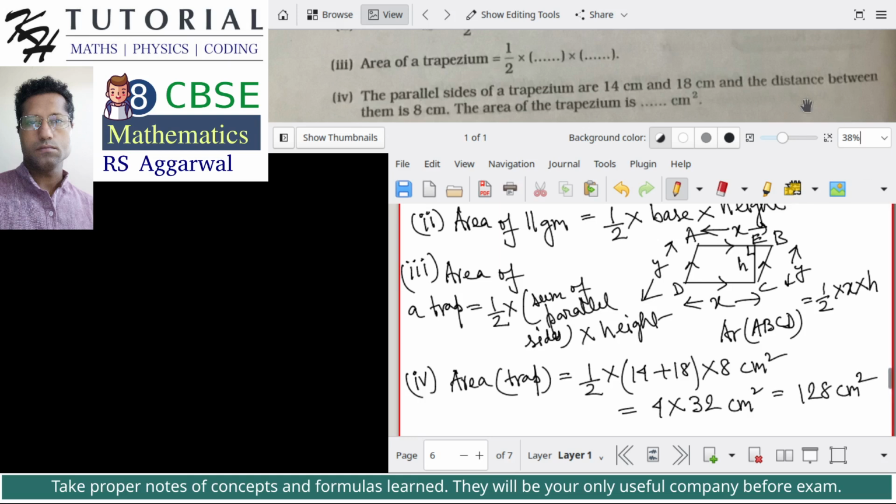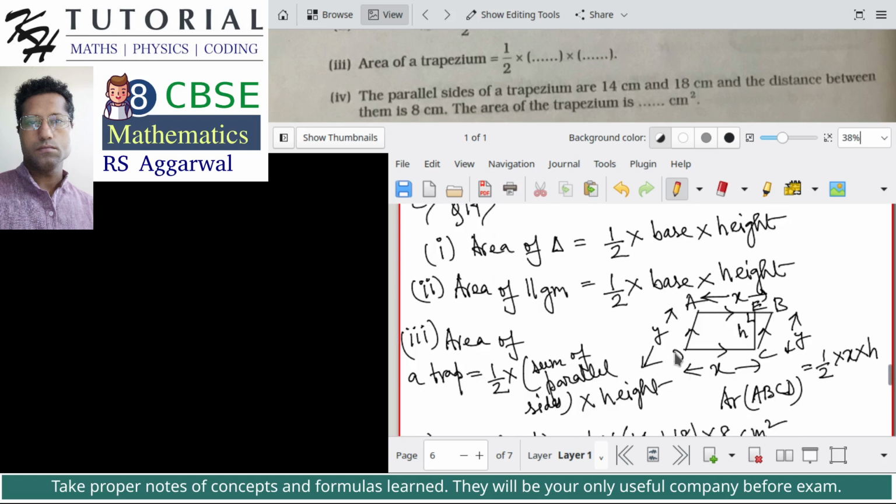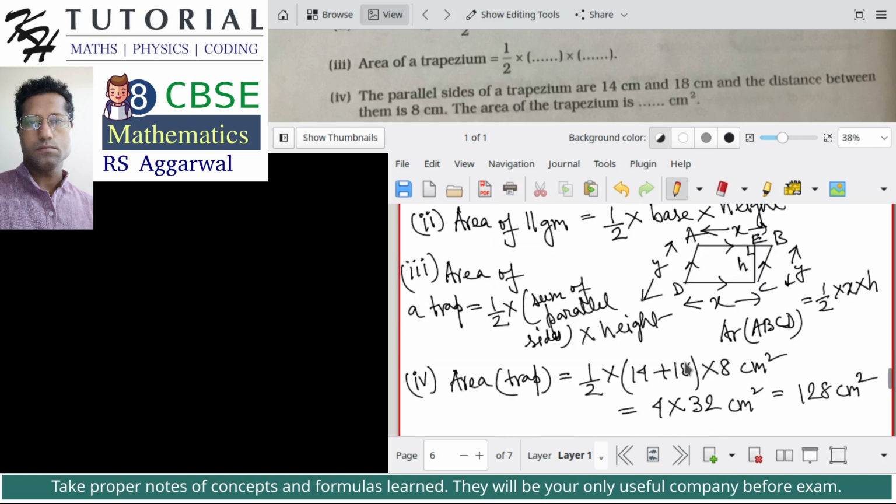So let me quickly check. I hope there are no more questions. Okay. Let me quickly check the answer of the question number 14. Fill in the blanks. One is base and height, that is fine. Second one is also base and height, that is fine. Area of trapezium is sum of parallel sides and distance between them, that is fine. And 4 is 128. So in the fill in the blanks, the answer will be 128, since centimeter square is already given.